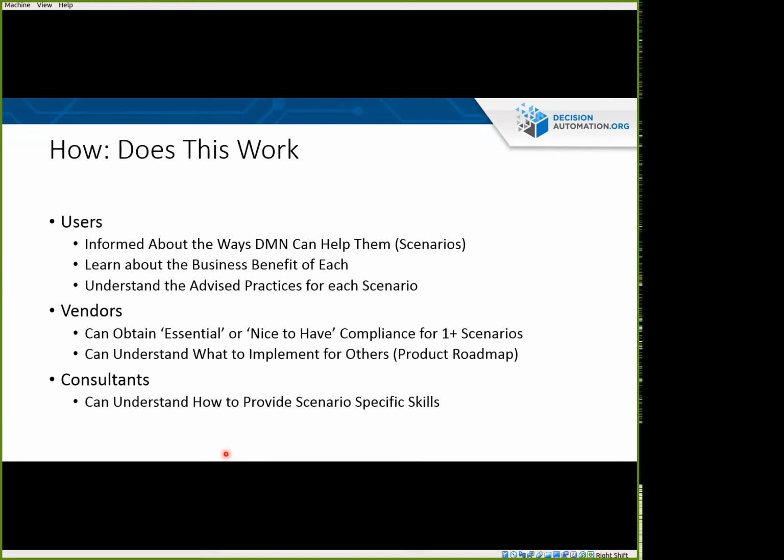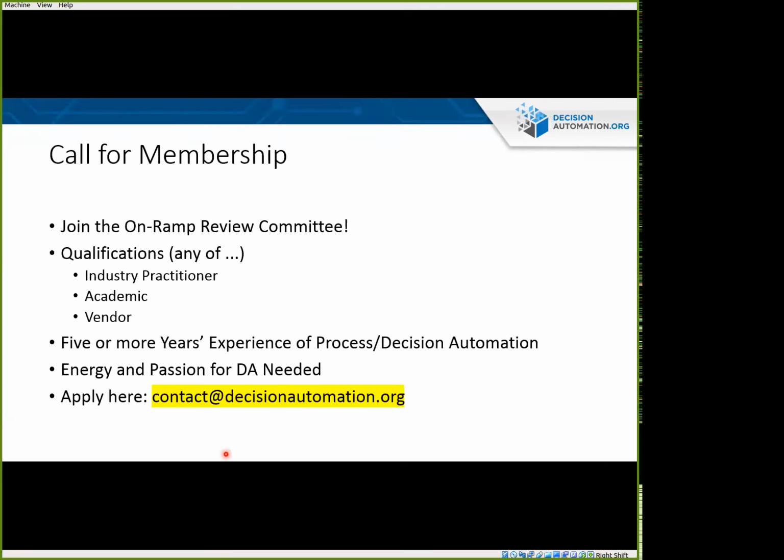So this is very much a work in progress. We are meeting regularly, but we need help. We need your help. So we'd like to invite you, please, to consider joining the OnRamp Review Committee. We're looking for industry practitioners, academics, vendors, or any combination of these, preferably with 5 or more years experience in process or decision automation or some associated discipline, and an energy and a passion, of course, for decision automation, which is, I hope, everyone who's listening.